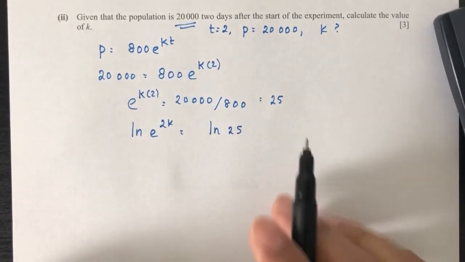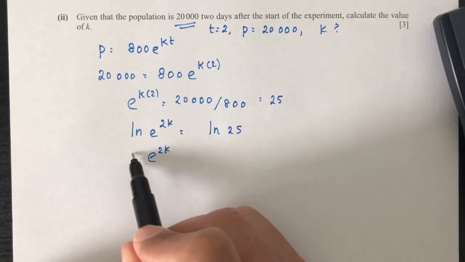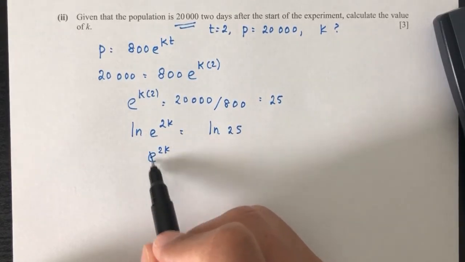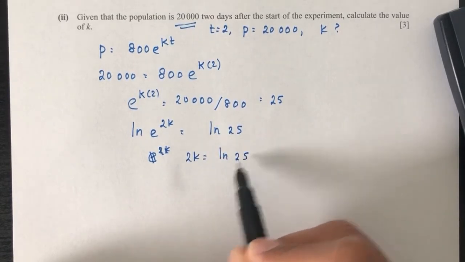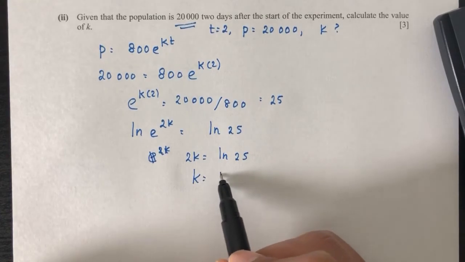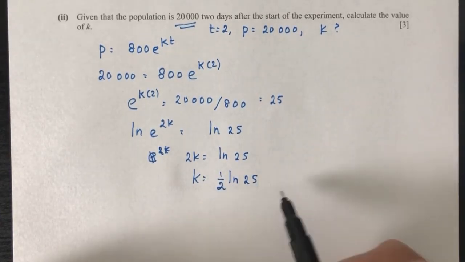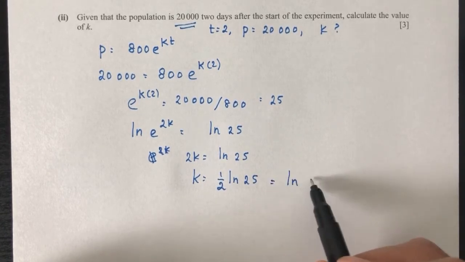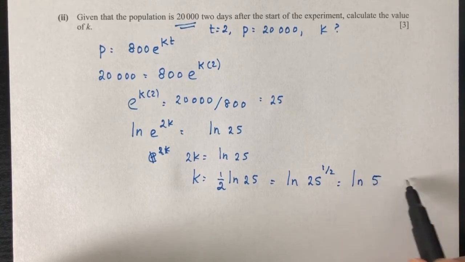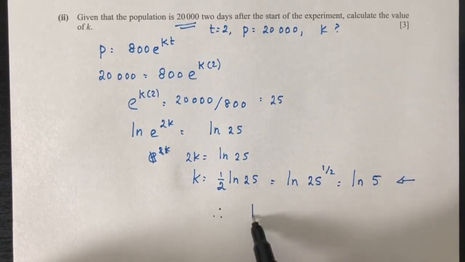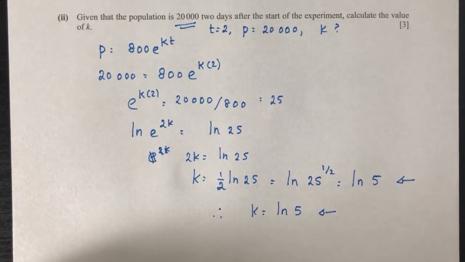So what do we have right now? The e^(2k), this goes away actually. Ln e is 1, so we have 2k equal to ln 25. So k will be half of ln 25. Or if you want to simplify, you can also write this as ln of 25 to the power half, which is ln of 5. So the value of k will be ln of 5. That will be part 2.